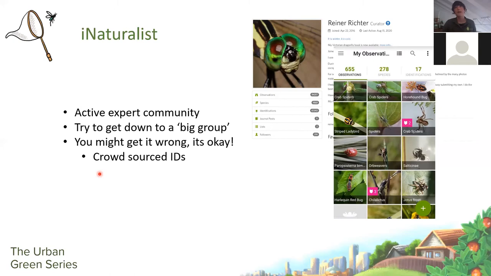And if you start uploading insects to iNaturalist, I guarantee you're going to see some activity from this fellow, Ryan Richter, who has, you can see, 60,000 identifications made on this app.